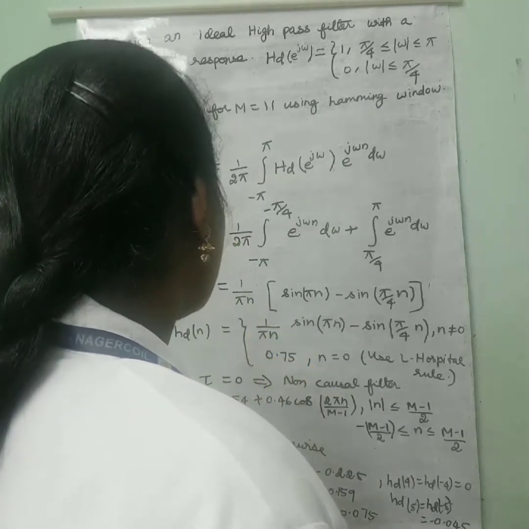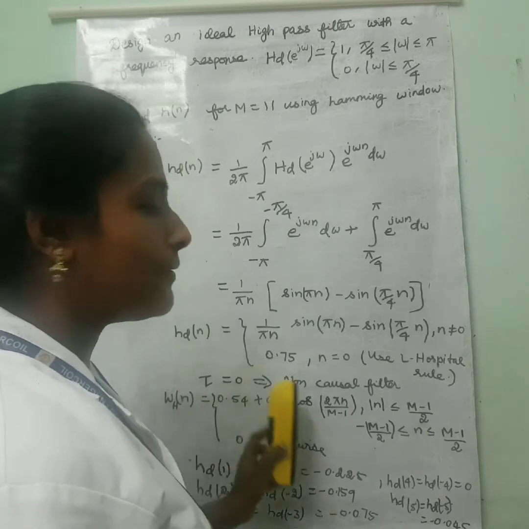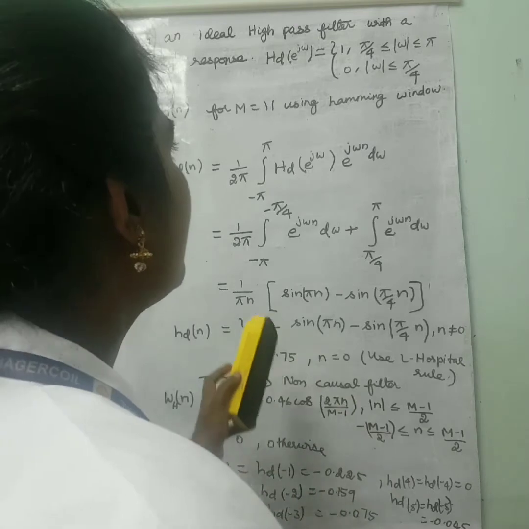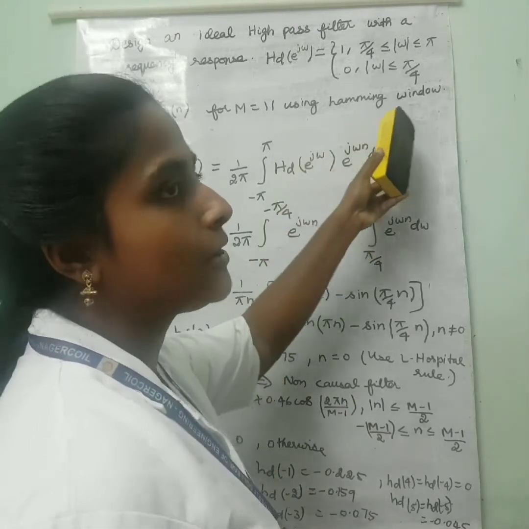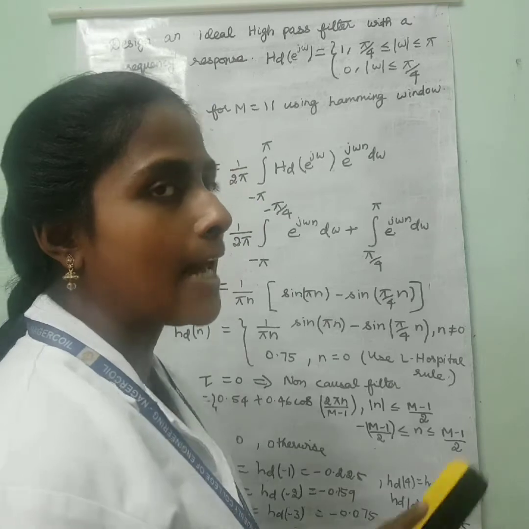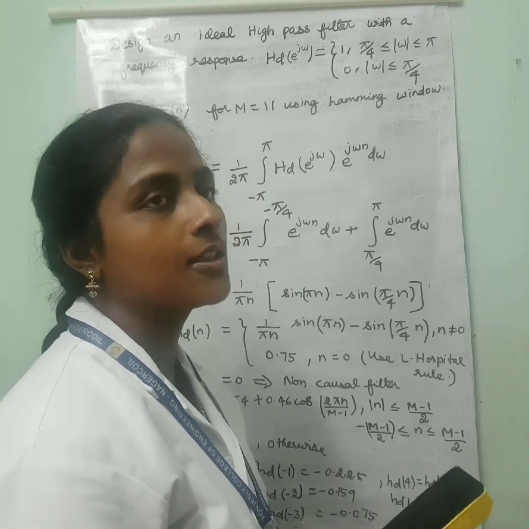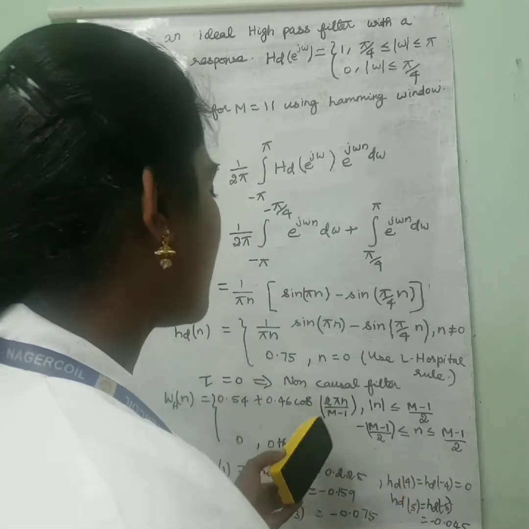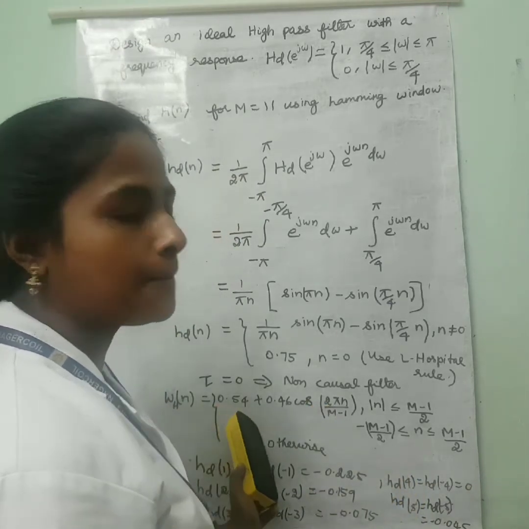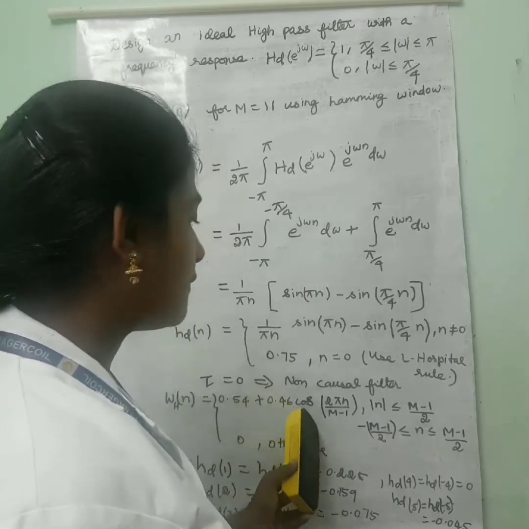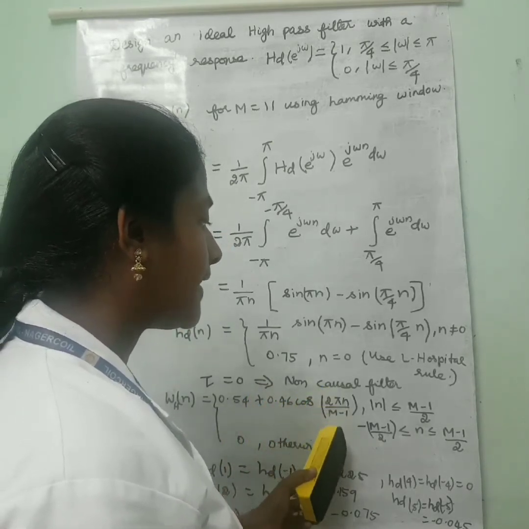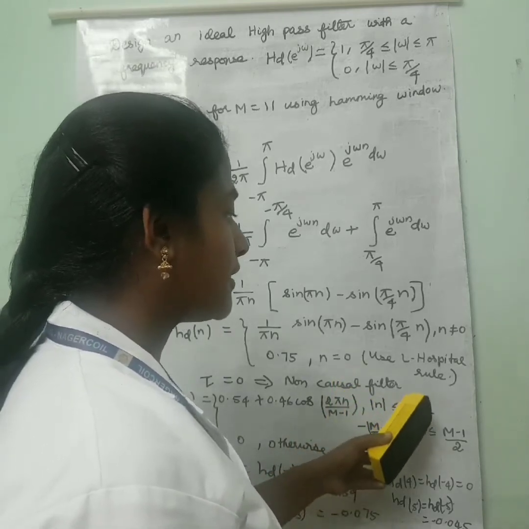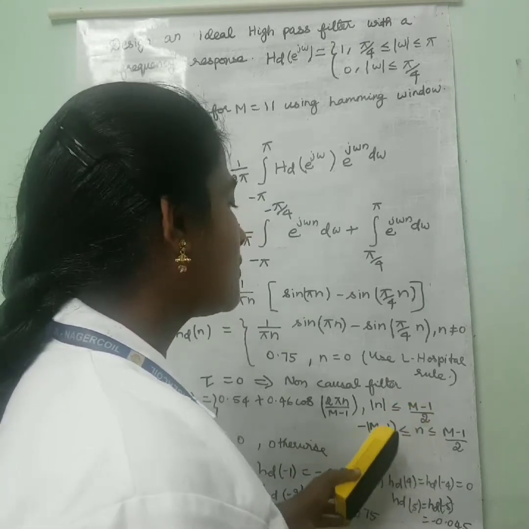You will get 0.75. Now next we know that tau is equal to 0, that is, it is a non-causal filter. For a non-causal filter, the Hamming window function should be used. In the Hamming window function we have studied both the causal filter and the non-causal filter formula. Here for the non-causal filter our formula is 0.54 plus 0.46 into cos 2 pi n divided by M minus 1, for modulus of n less than or equal to M minus 1 divided by 2.